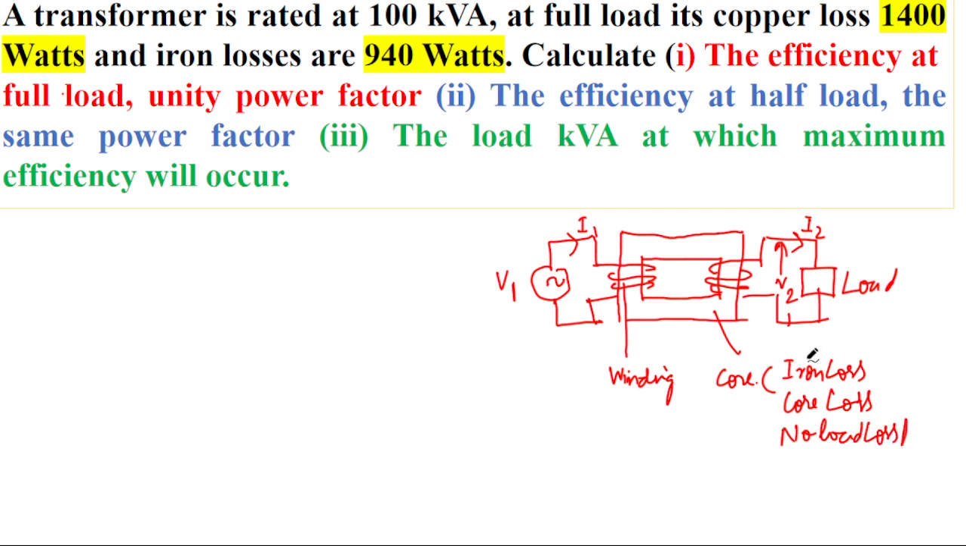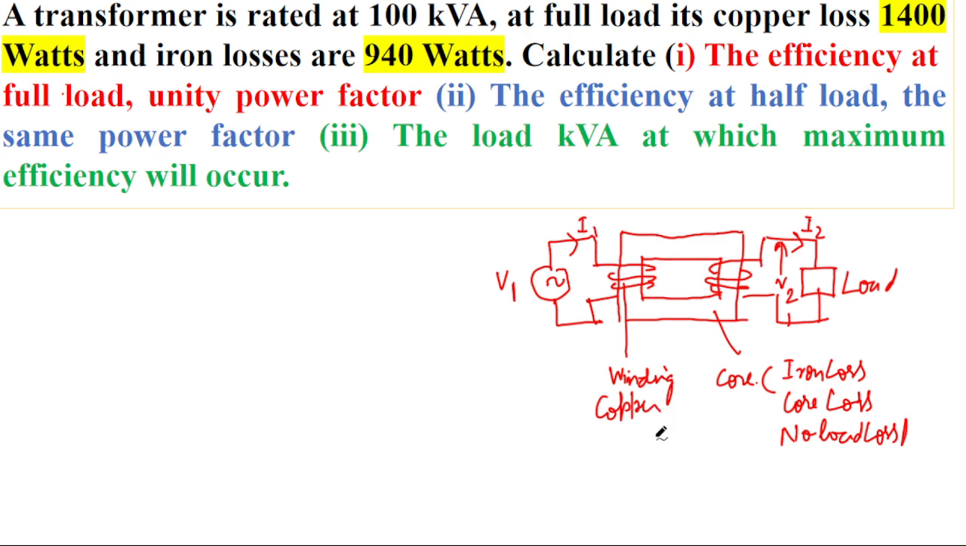Why is this called the no load loss or the core loss? Because the core is made of iron, the losses occurring in the iron part are called iron losses. They are also core losses because this is the magnetic core of the transformer, and no load losses because these losses occur even when the transformer is not loaded. They remain constant throughout. They start at no load, and no matter how much the transformer is loaded, these core losses remain the same. Similarly, the windings are made of copper.